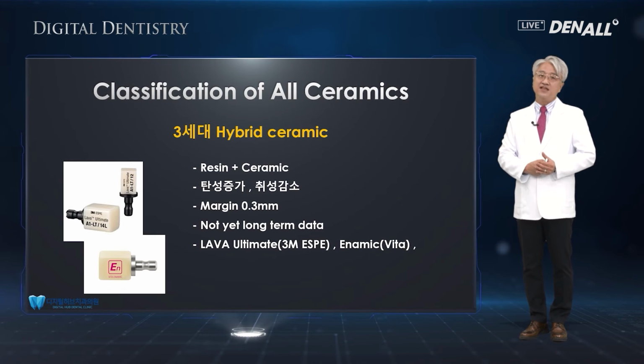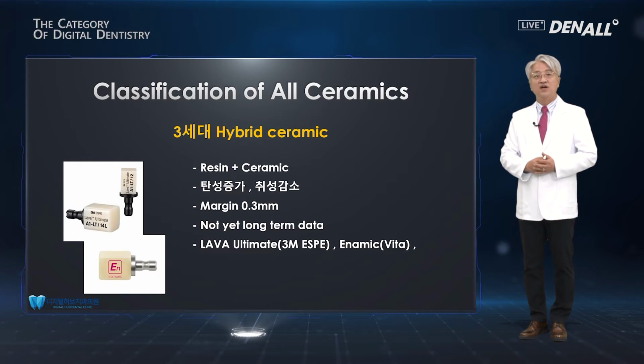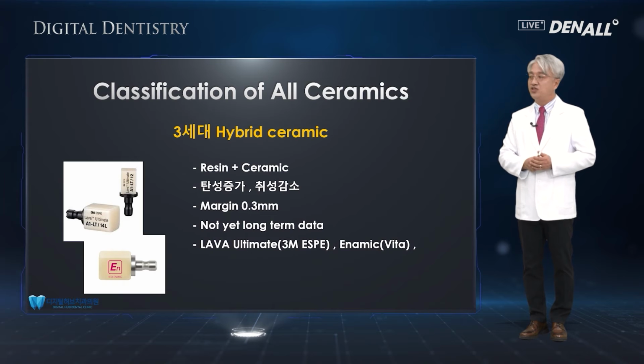The third generation is hybrid ceramic, where resin has been added to the ceramic, so it's stronger than resin. And compared to first generation and second generation old ceramics, as this has the properties of resin, it has elasticity, so it's very flexible, and it has less brittleness. So these are the strengths of the hybrid ceramic.